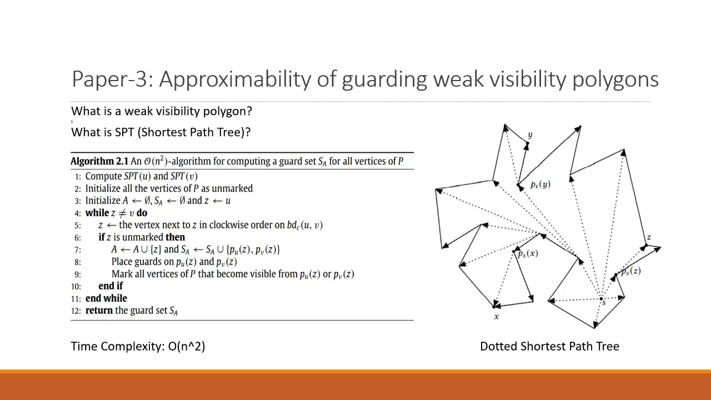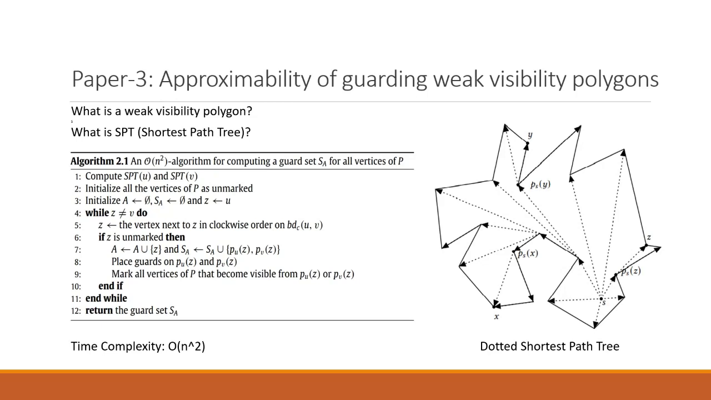In order to reduce the number of guards, placing guards on every non-leaf vertex should be avoided. So now let A be a subset of vertices of P, and let S_A denote the set which consists of parents p_u(z) and p_v(z) for every vertex z belonging to A. Then A should be chosen such that all vertices of P are visible from guards placed at vertices of S_A.